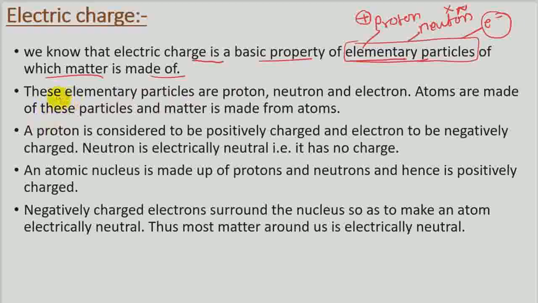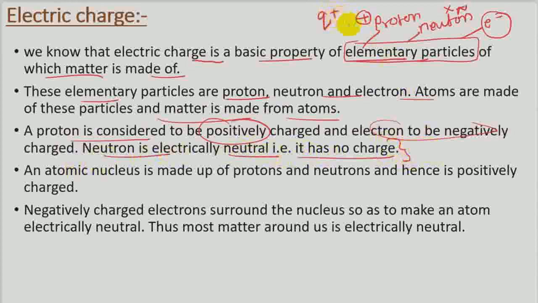Atoms are made up of these particles, and matter is made up of atoms. A proton is considered a positively charged particle, an electron a negatively charged particle, and a neutron is electrically neutral, so it has no charge. Very important: proton and electron have the same magnitude of charge, q equals e, but the proton is positive and the electron is negative. An atomic nucleus is made up of protons and neutrons.